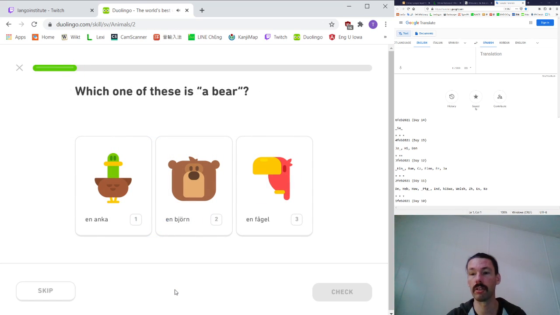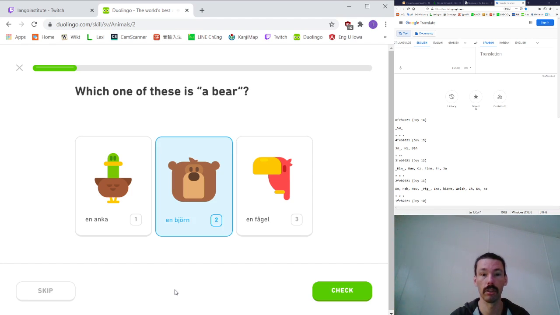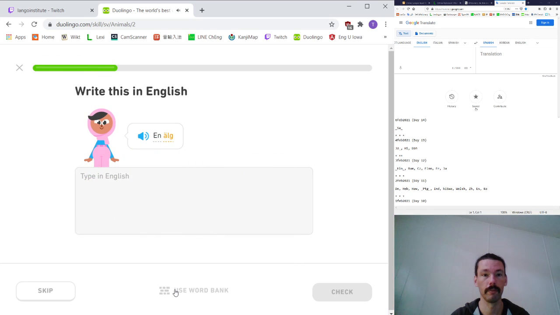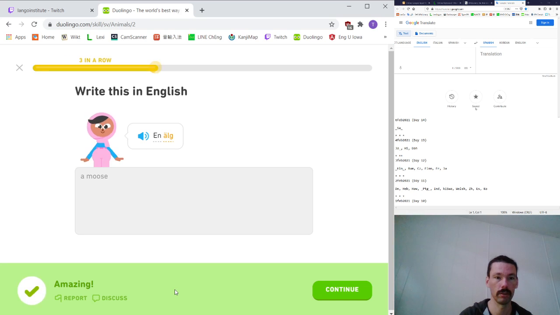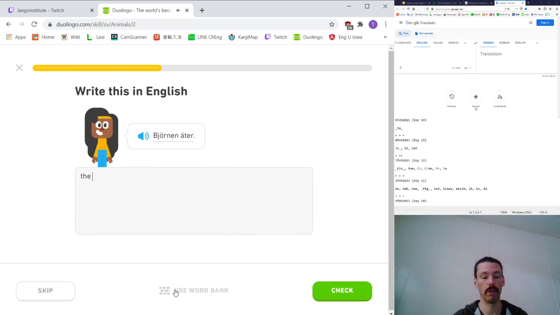So with a single syllable word like björn, we're not going to hear any difference, but with two or more, we hear the contrast. En björn. En älg. An älg is a moose. Not moss. Björnen äter. The bear eats.